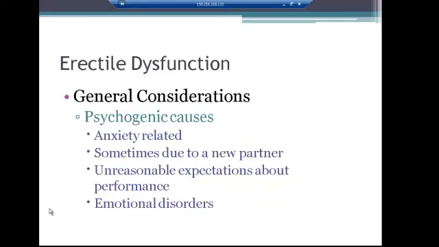Psychogenic causes of erectile dysfunction are usually anxiety related. Sometimes that's due to a new partner. Sometimes it's due to having your first partner. Sometimes it's just due to unreasonable expectations of performance. And then also emotional disorders. People who have had trauma in the past, or different things, they may not be able to have an orgasm, or they may not be able to even have an erection.